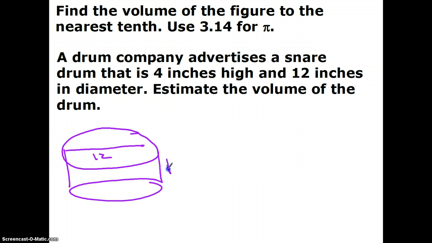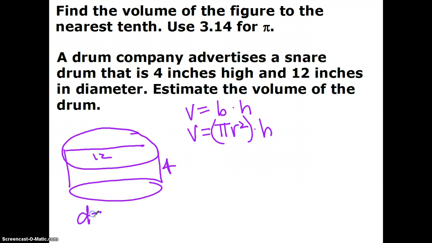So that's my diameter and my height is 4. So my volume is the area of the base times the height, which in this case is pi r squared times h. But you notice that my diameter was given to me as 12, and I know that radius is half of the diameter, so my radius is 6. Don't forget about that. So volume equals pi times 6 squared times 4.